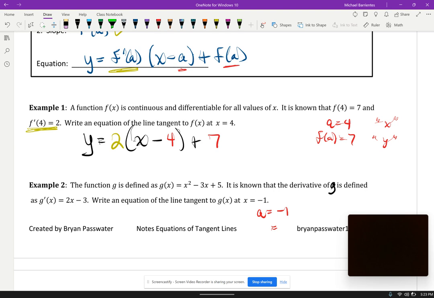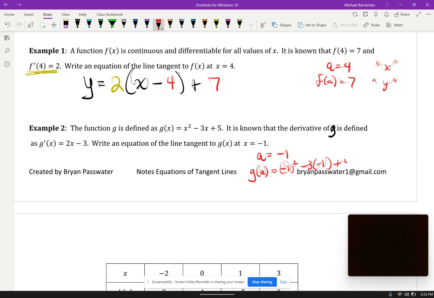Since this is g, let me do g of a, or g of negative 1, I guess. That would be negative 1 squared minus 3 times negative 1, plus 5. Using your calculator, using your brain. Let's see, negative 1 squared is positive 1. Plus 3, that's 4. Plus 5, that's 9. So I have my x and I have my y. I have my a value and I have my g of a value. Just like over here, they had given me the a and the f of a.